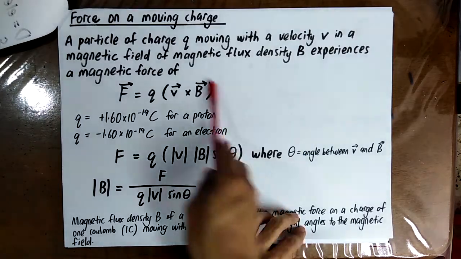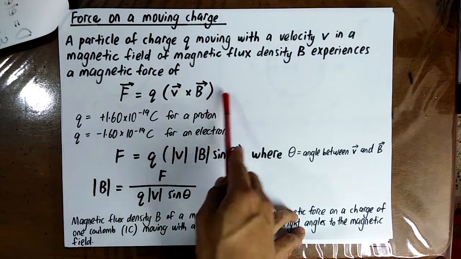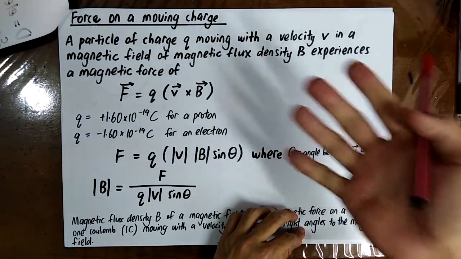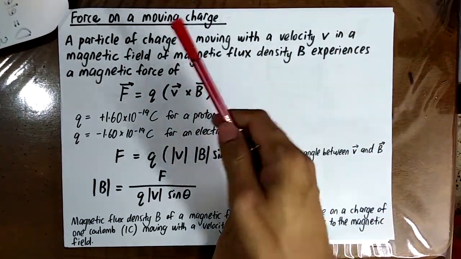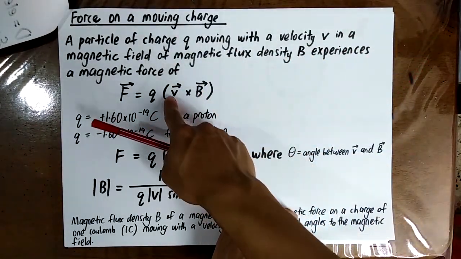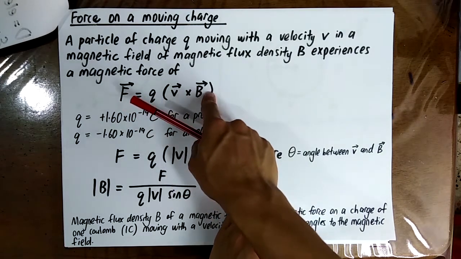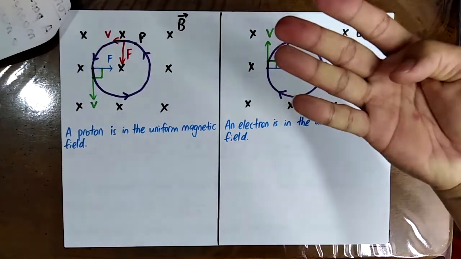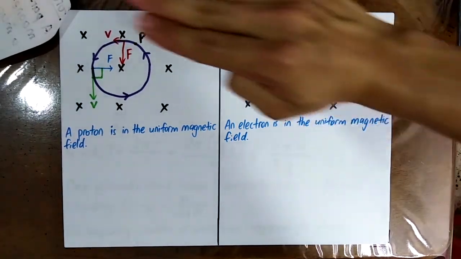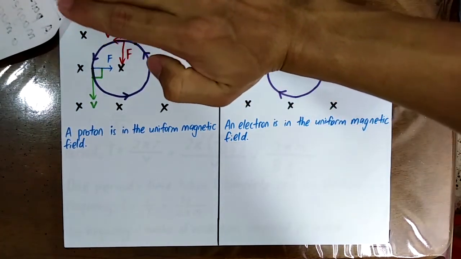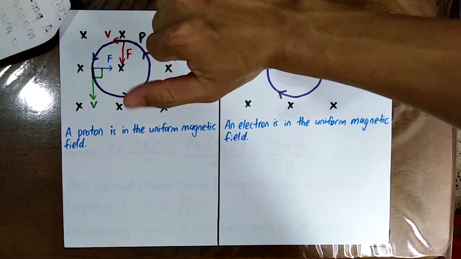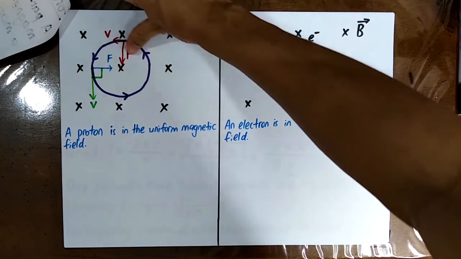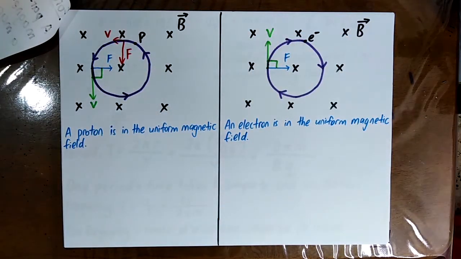Just now you learned that F equals QV cross B. If you don't want to use Fleming's left hand rule, you can also use your right hand grip rule. You use the right hand to find the direction of V cross B. First, use your four fingers to move in the direction of V, then curve your four fingers in the direction of the magnetic field. Then your thumb will point along the direction of the magnetic force.